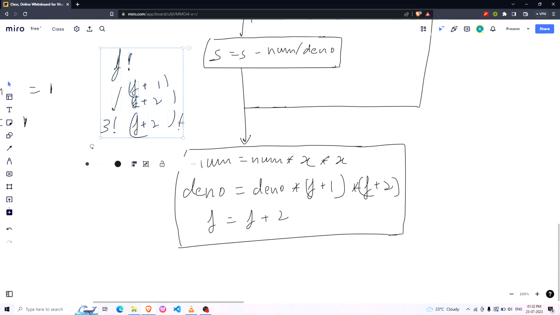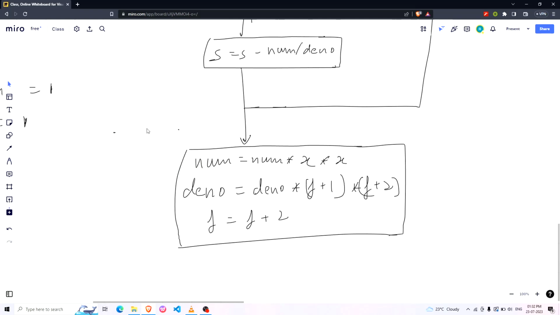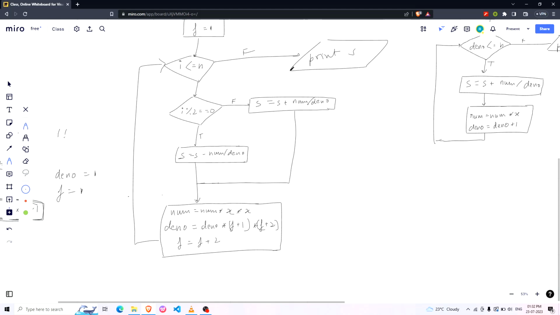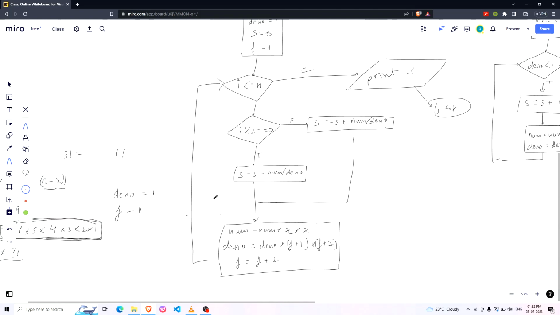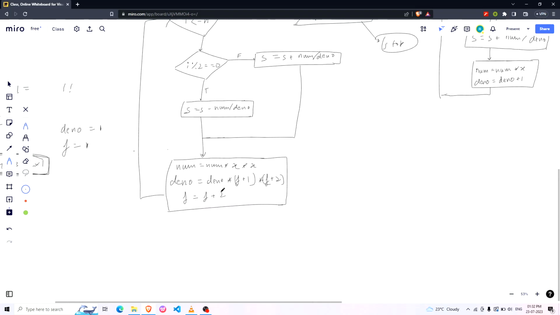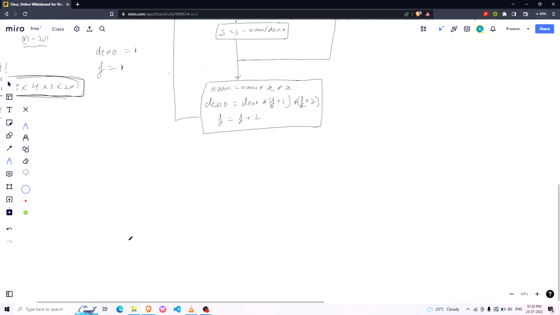So with this we have got a flowchart. This will go back to the loop, and once we come out of the loop we simply have to print s and stop also. Okay, so this may be a little bit confusing, so let's do the dry run for this one.